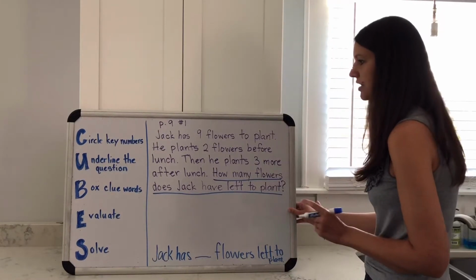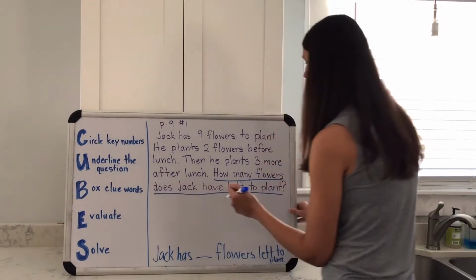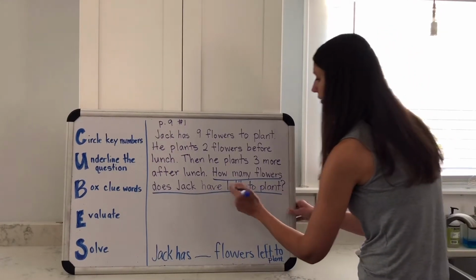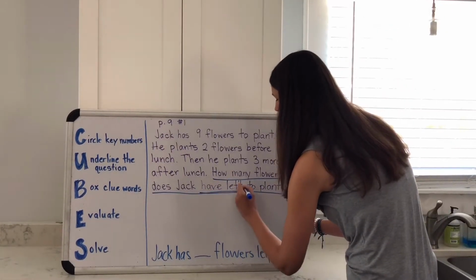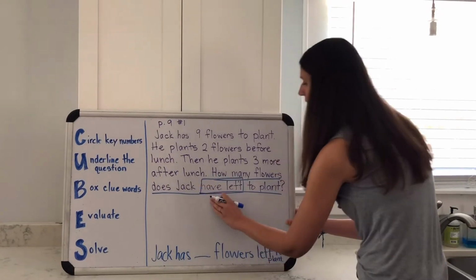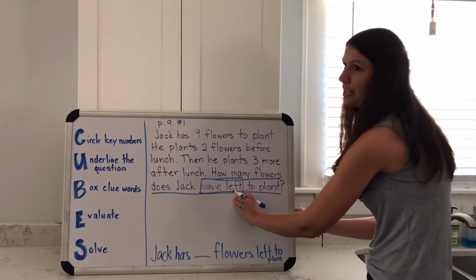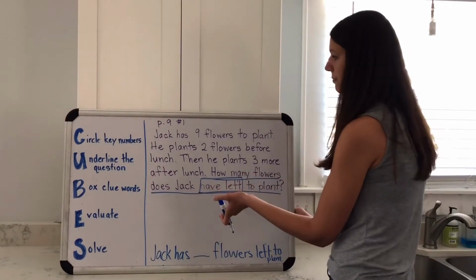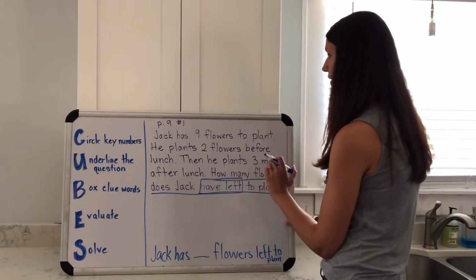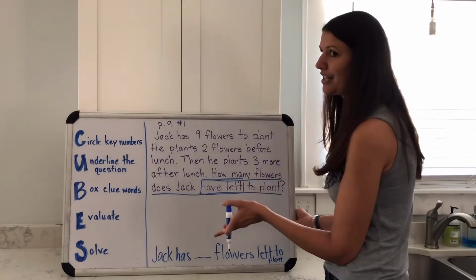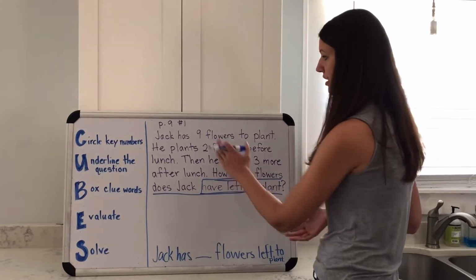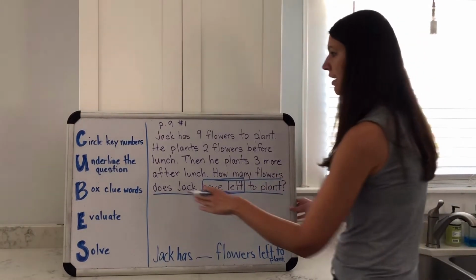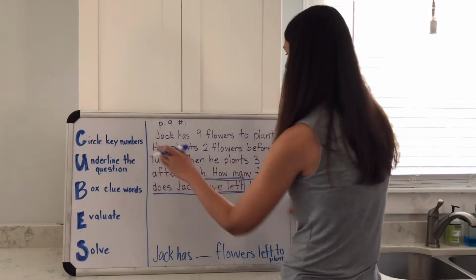And now I'm going to box some clue words, and I see the words, how many does Jack have left? And I'm going to put that in a box because if he has some left, that's like saying it's the leftovers. So I know that the leftovers is going to be less than what he started with. So again, that tells me if I'm going to a number that's smaller than my starting number, then I'm probably going to use subtraction.